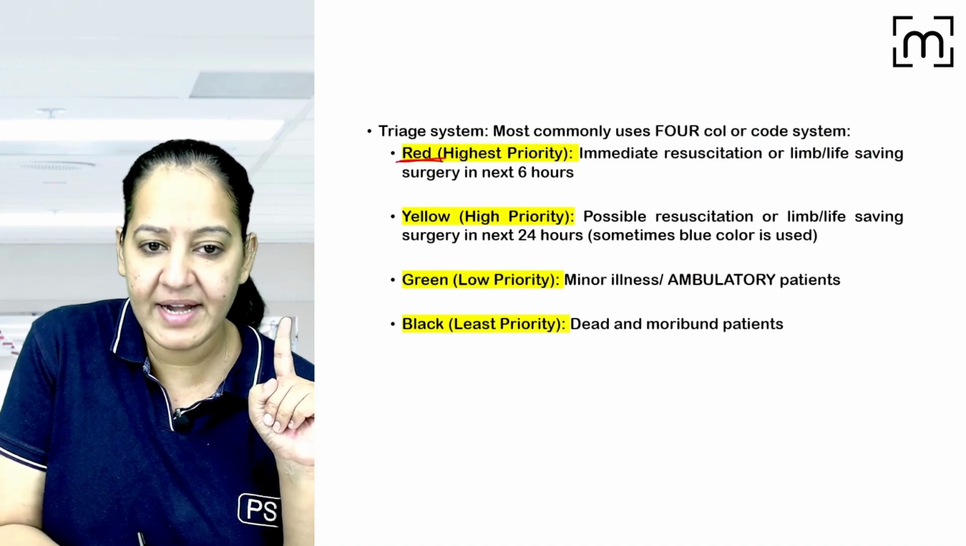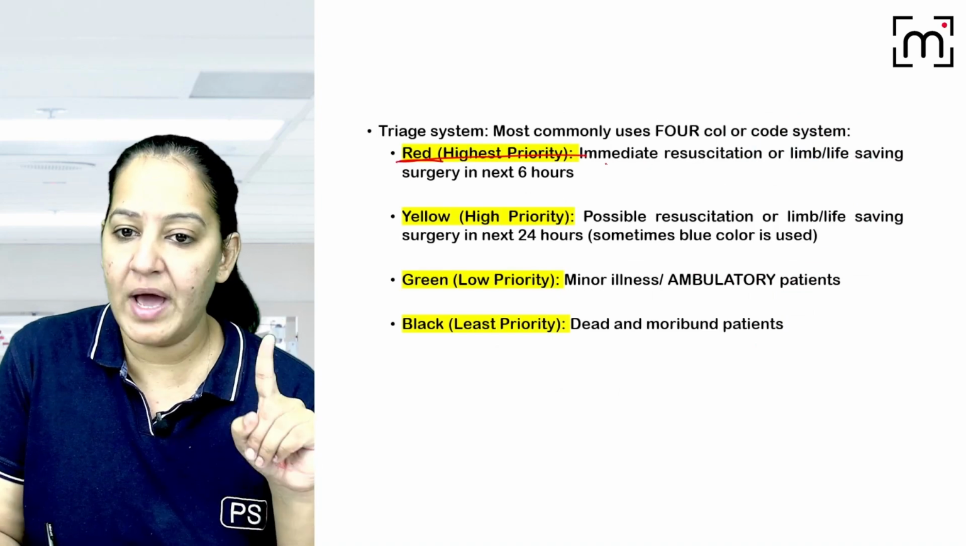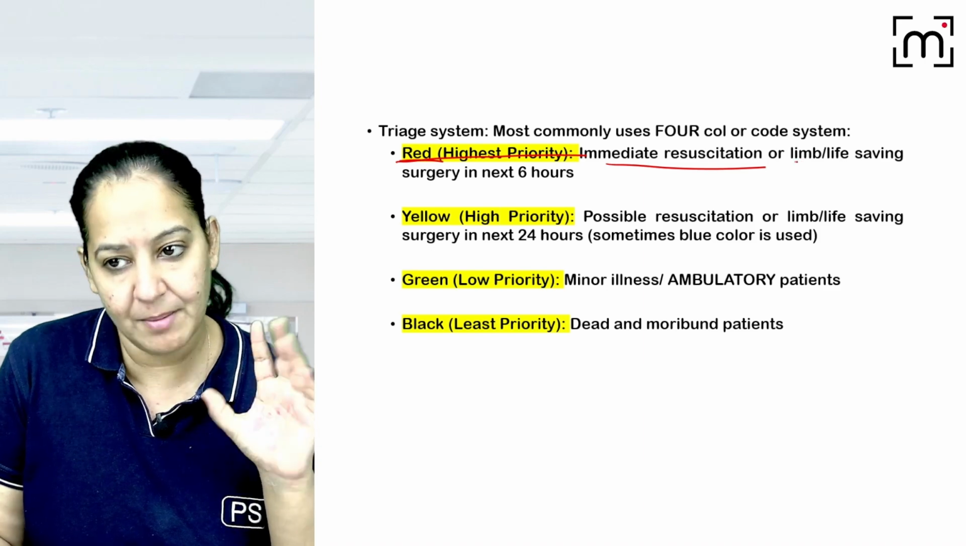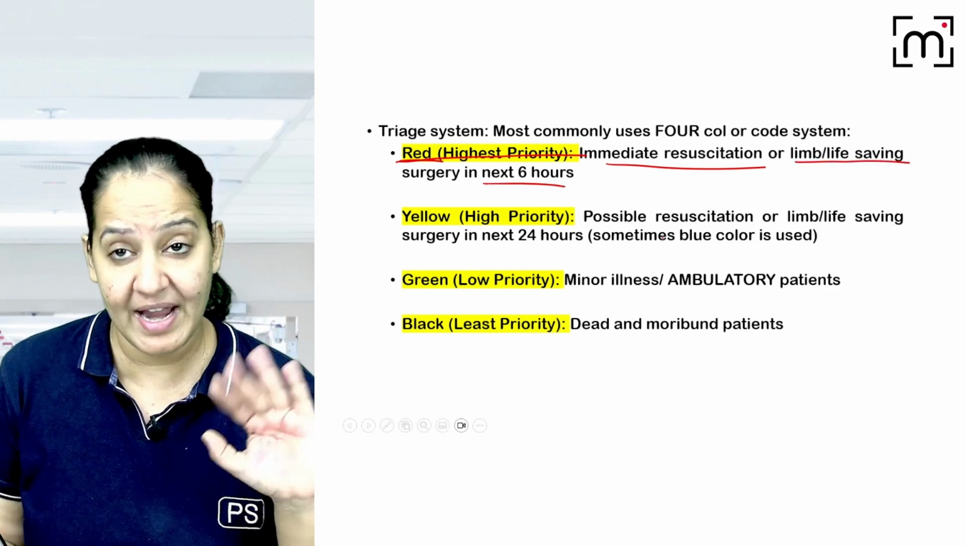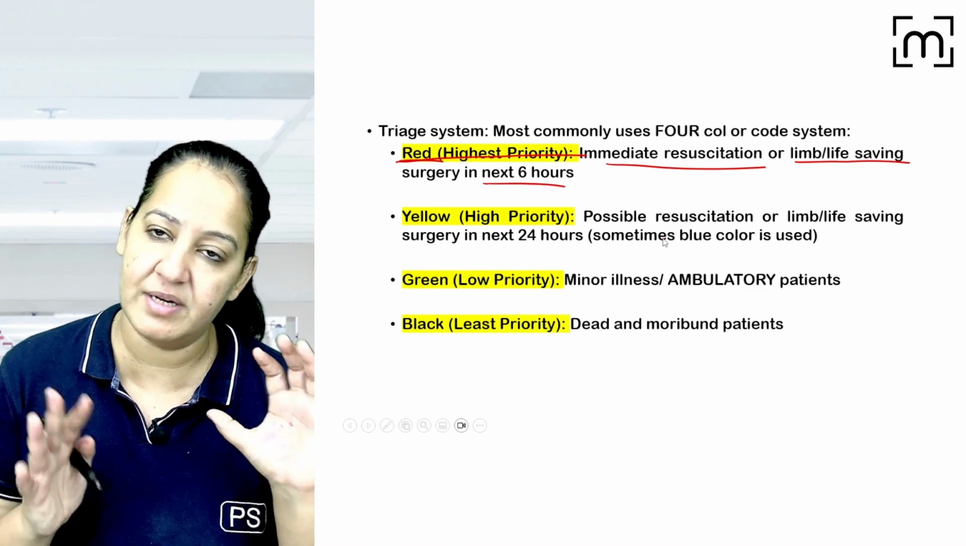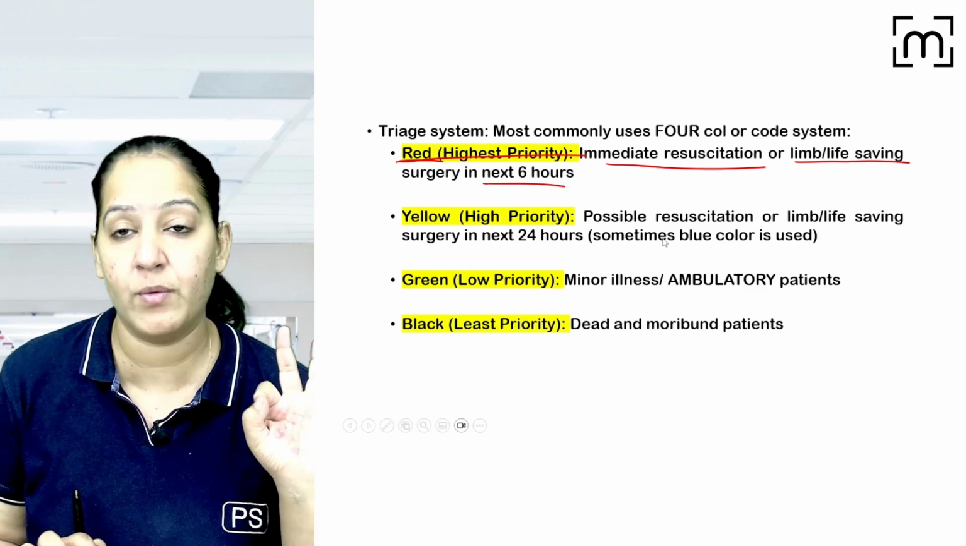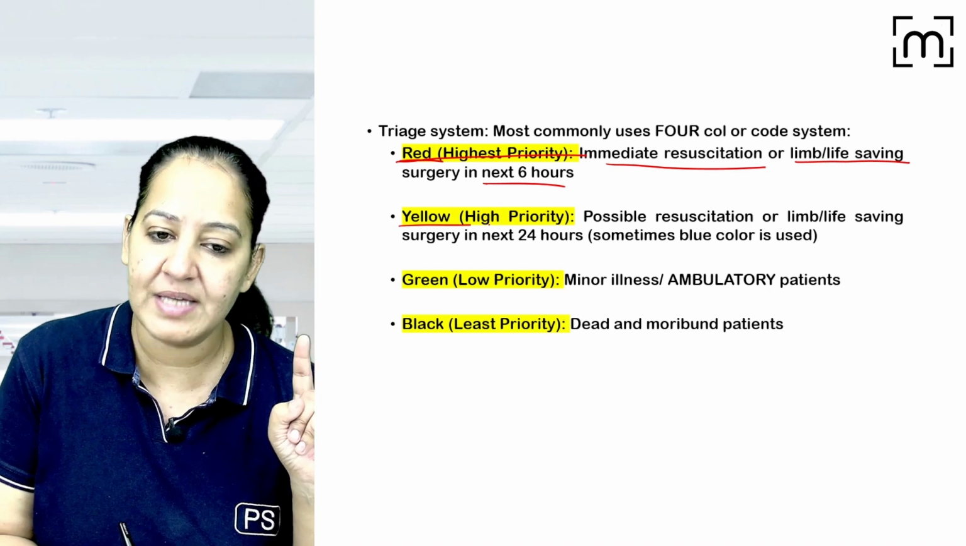You can see the red is the highest priority. They require immediate resuscitation or some limb or life-saving surgery within the next 6 hours. In the next 6 hours, if we treat them, there is a likelihood they will survive. They require urgent care. The yellow is high priority.